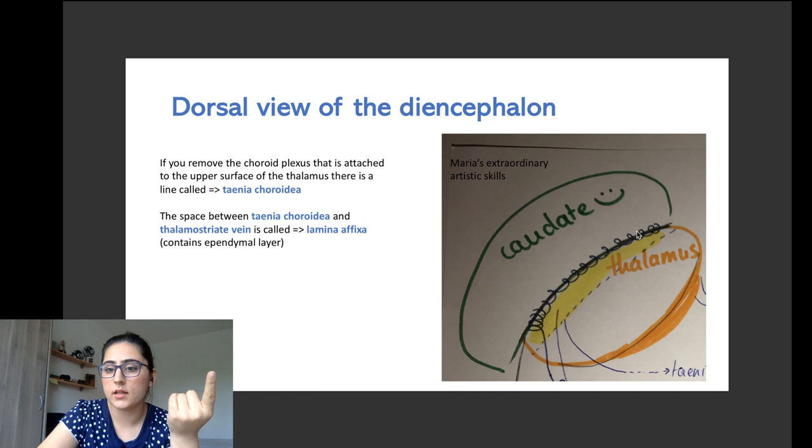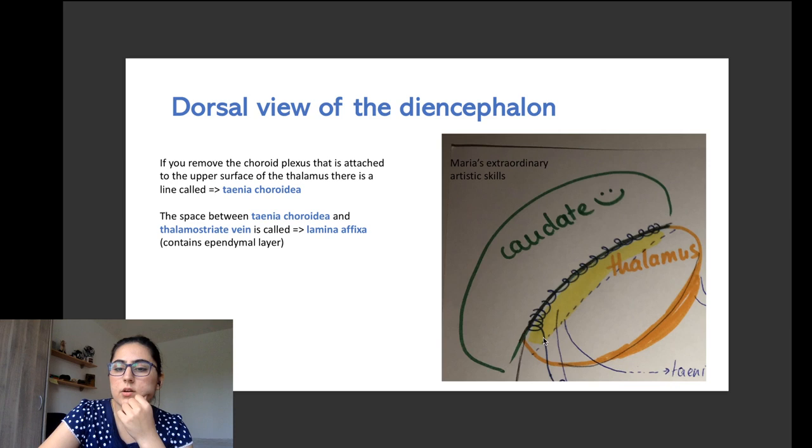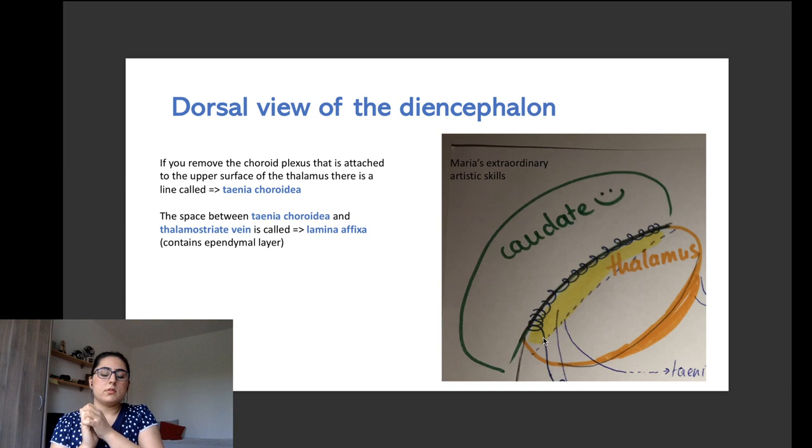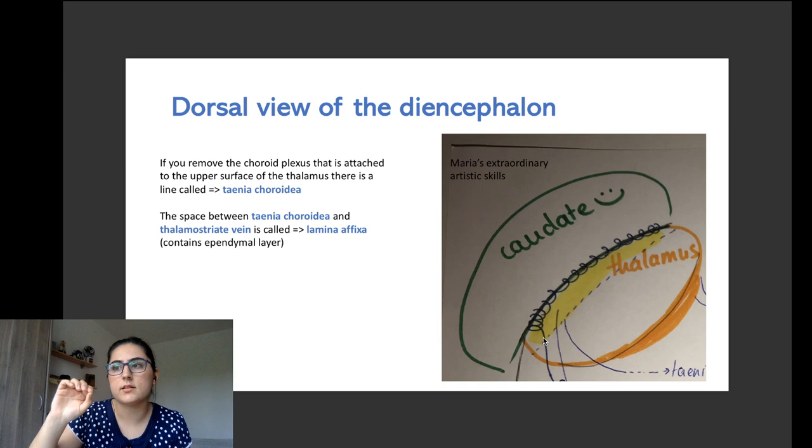All right, now there's another really important line or structure that you need to know. It's called taenia choroidea. If you know what the choroid plexus is, just a bunch of cells that make my CSF, it's a very blood-vessel-like structure, and if you pick on it and peel it, it's going to leave a line. And this line is called taenia choroidea.